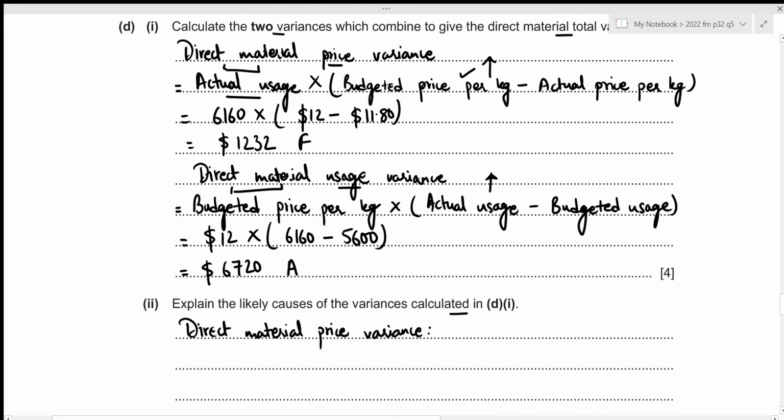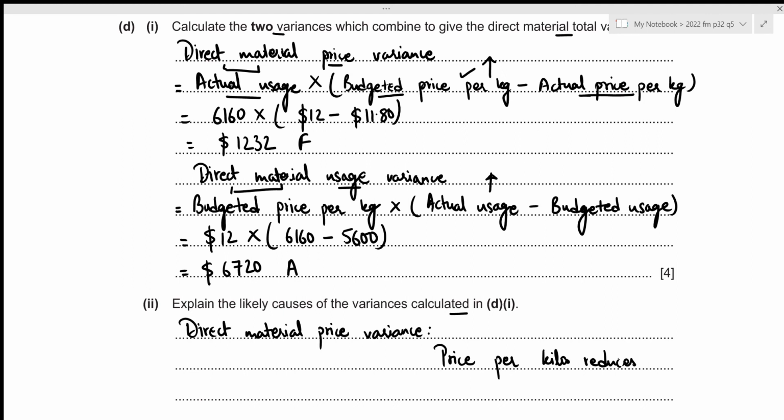Let's have a look above. We can see that our actual price per kg has now decreased from the budgeted one, right? So the price per kilo has been reduced. And now we also need to write down the likely reasons for this reduction in price.